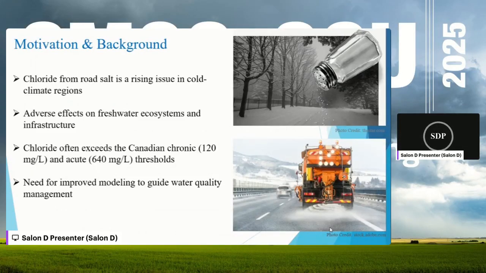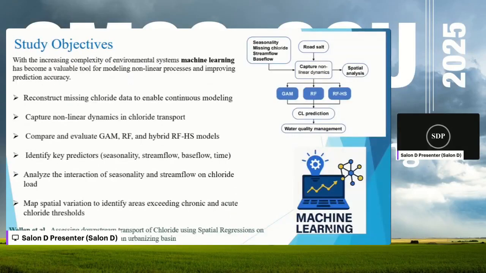Now, in many cases, chloride concentration exceeds the Canadian chronic exposure guideline of 120 milligrams per liter and approaches the acute threshold of 640 milligrams per liter. Elevated chloride disrupts aquatic life, alters lake stratification, and accumulates over time. Monitoring data highlights the urgent need for better understanding and management.